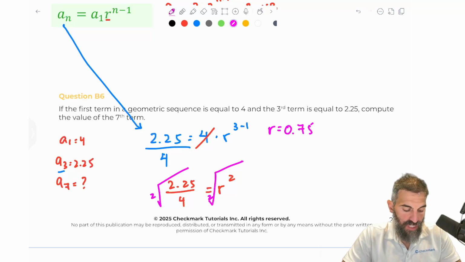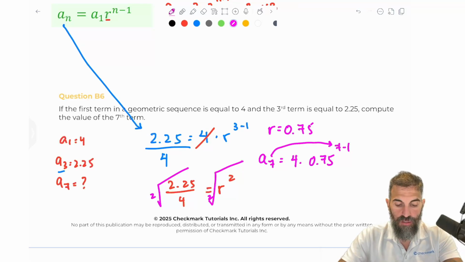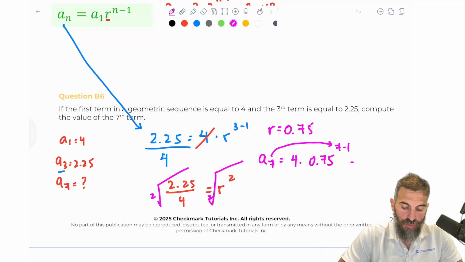And now we can use that same formula to find A7. So A7 is A1, which is 4, times your rate of change, 0.75, to the 7 minus 1. Okay, that 7 is that 7. 4 times 0.75 to the power 6 is we'll call it 0.71. That's your answer.